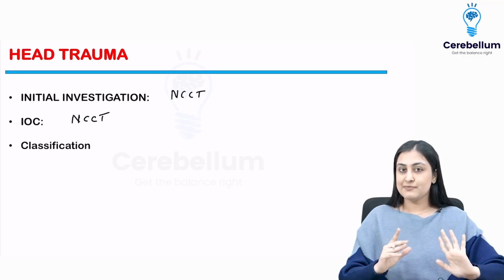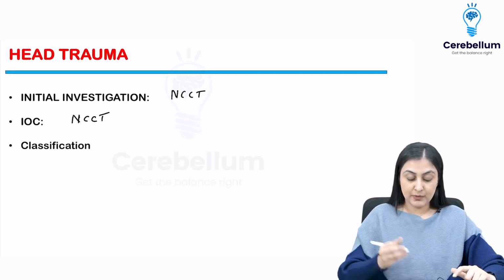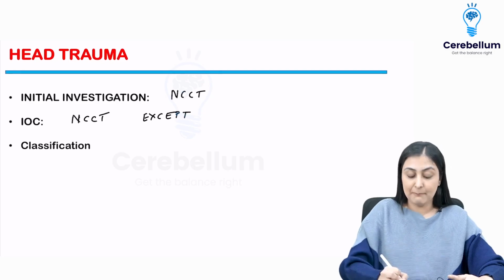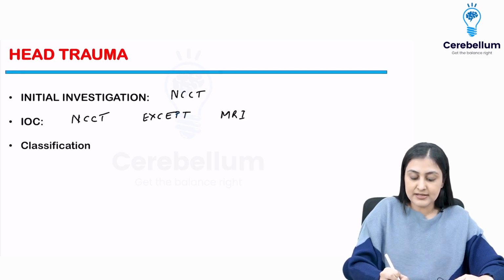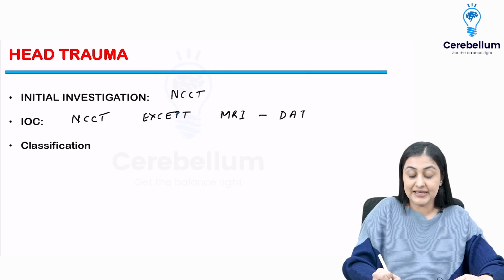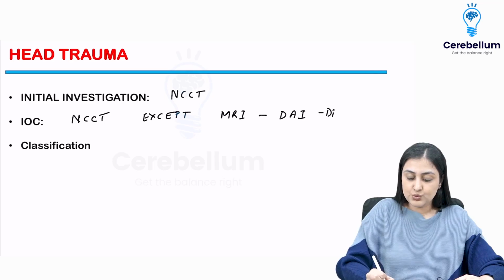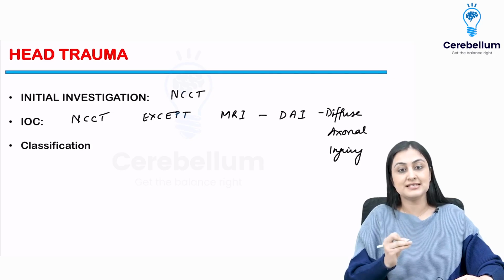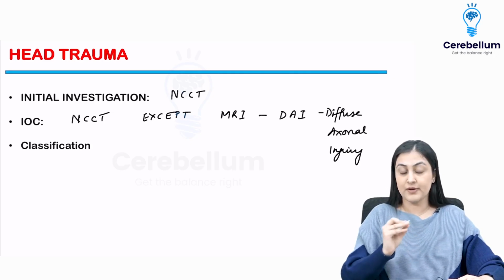There is one exception here though that we shall be talking about. I'll just mention it right away so that you can remember. The only exception where MRI is the answer is a condition called DAI, that is diffuse axonal injury. Diffuse axonal injury is the only condition wherein MRI is going to be better than CT. Everywhere else it is NC-CT, which is the investigation of choice.